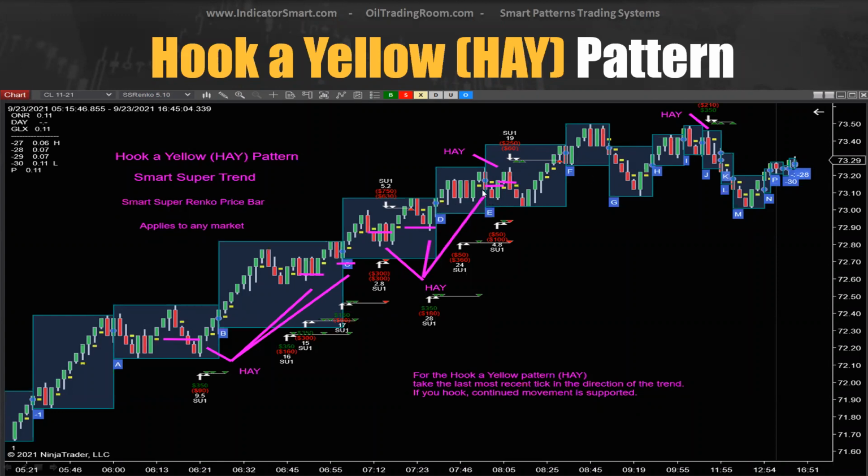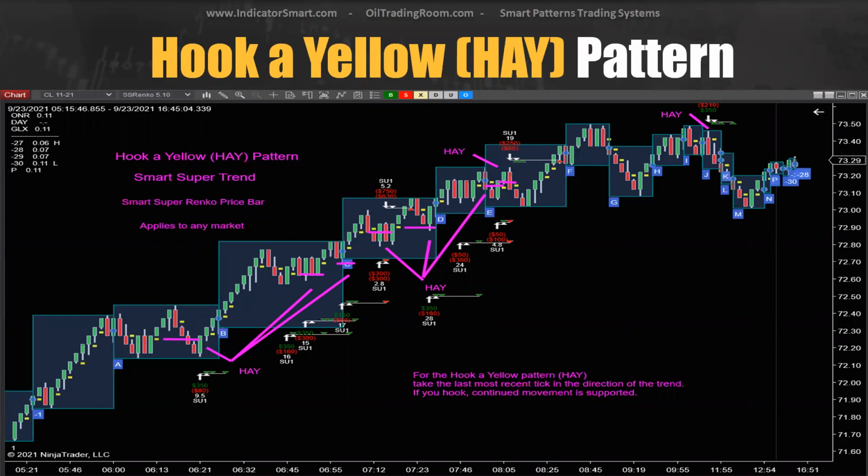Then we have this yellow right here that's going higher, and we hook it right there, and we get one right here, but we don't quite hook it right there. That was the one where we closed the anomaly back to the C period high. And we didn't get any over in here of this exact specific pattern. The next one I got was over in here. So you take the last most recent tick in the direction of the trend.